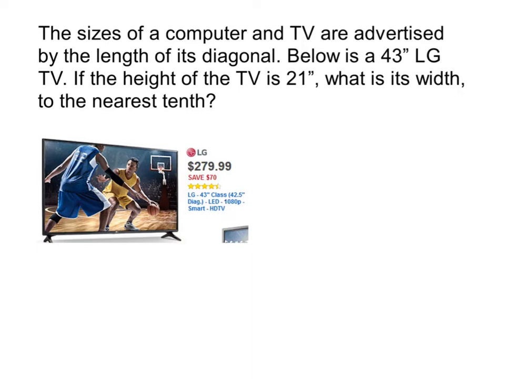Now, on your paper, go ahead and draw a rectangle to represent the TV, just like you see here. Now, it said that it's a 43-inch TV. Like it says, when it advertises the size of a computer, it's measuring the diagonal. So the 43 is the diagonal from one corner to its opposite corner. So this is where I'm going to label my 43. The height is 21. So the height is going to go here because that's up and down. And I'm looking for the width.